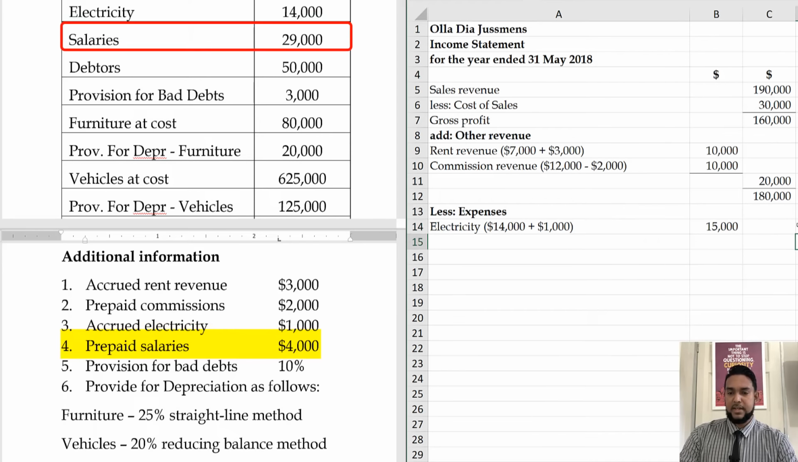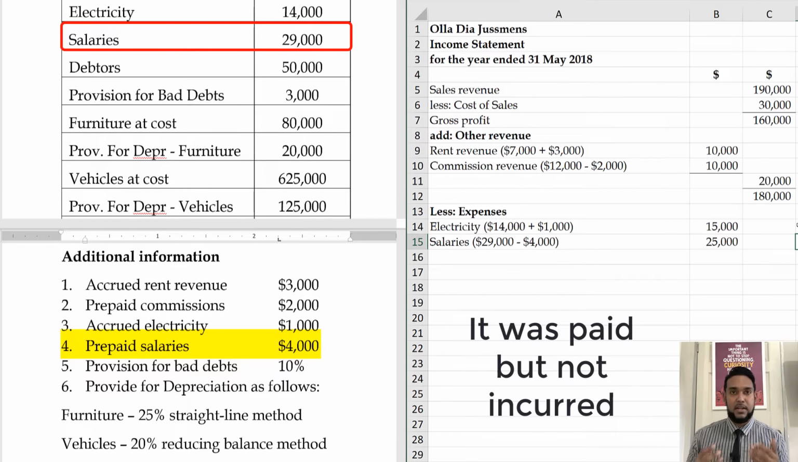Okay, next item, I'm seeing salaries. It says salaries 29,000 on top, but the fourth item below says prepaid salaries. Now what do we do with prepayments? We subtract them. Why do we subtract them? In this case, it's an expense paid before it was incurred.